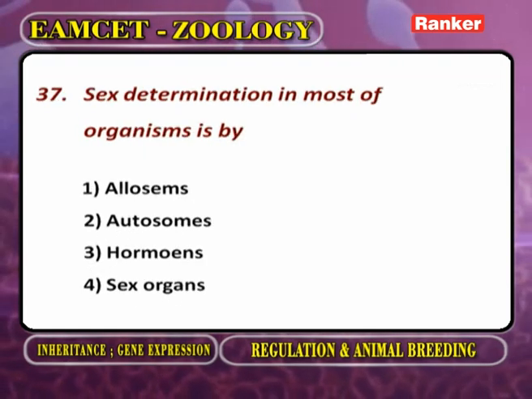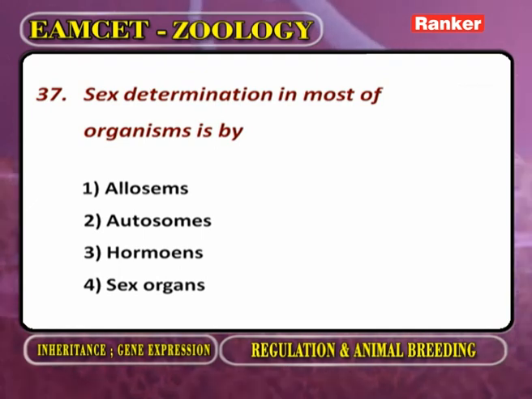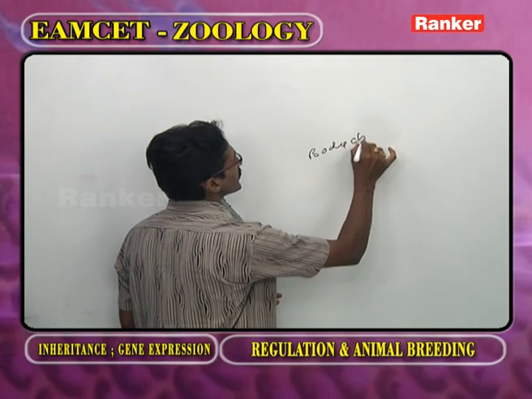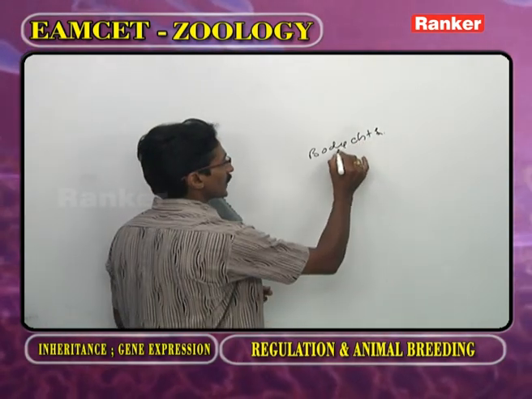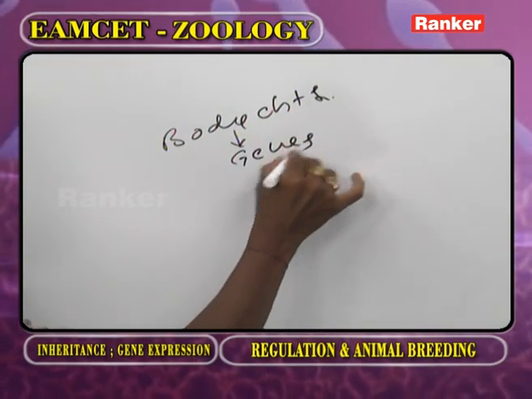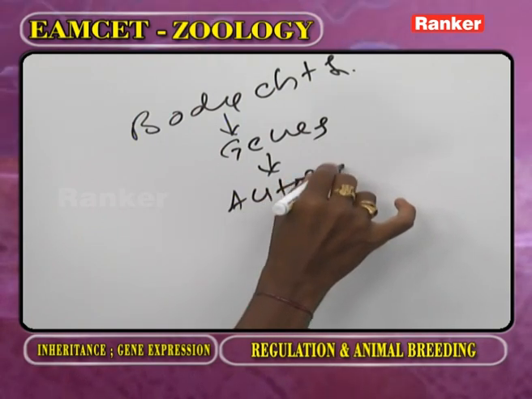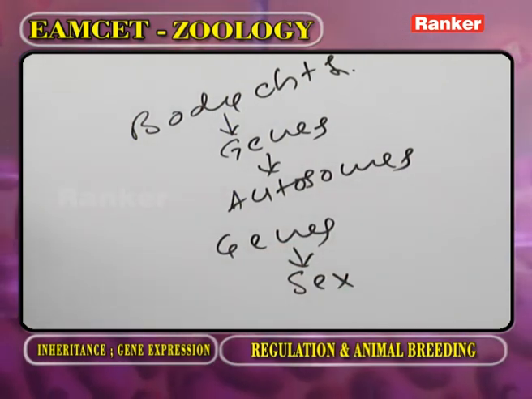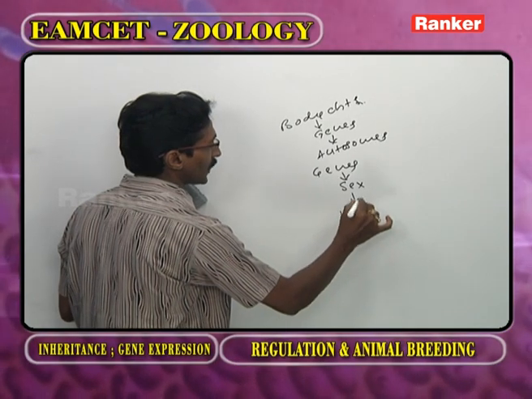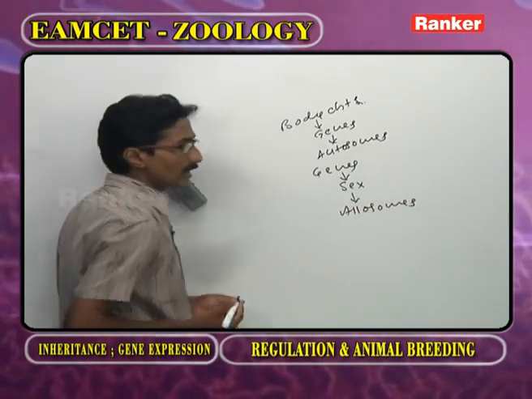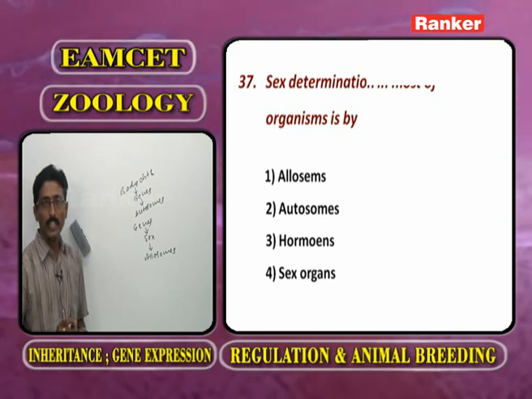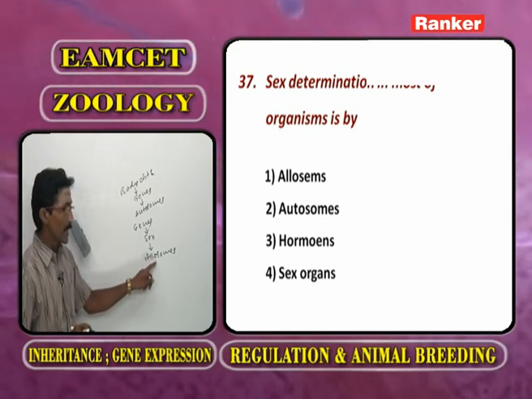Next question: sex determination in most of the organisms is by. Now as we observe the sex determination, we go for the body characters. The genes responsible for the body characters are present on autosomes. Now the genes responsible for the sex are present on what type of chromosomes? Allosomes. What is the other name of allosomes? Sex chromosomes. Now here the question is, sex determination in most of the organisms is by allosomes.